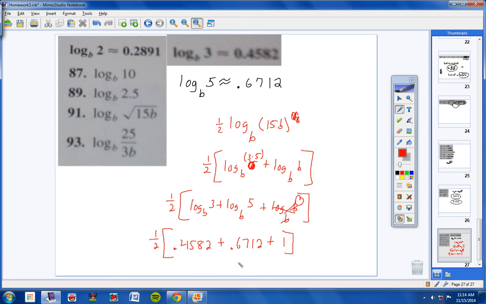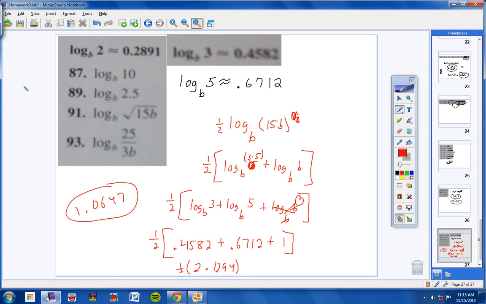Now with the calculator, I'm going to add these together right here. I'll get 1/2 times 0.4582 plus 0.6712 plus 1. Okay? 2.1294 times 1/2. I'm going to get this for my answer: 1.0647.